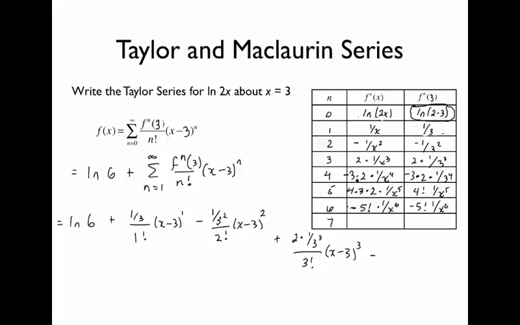That's going to be minus. This is our 3 times 2, so this is our 3 factorial. And this was actually 2 factorial back here. So 3 factorial, 1 over 3 to the 4th, over 4 factorial, x minus 3 to the 4th.